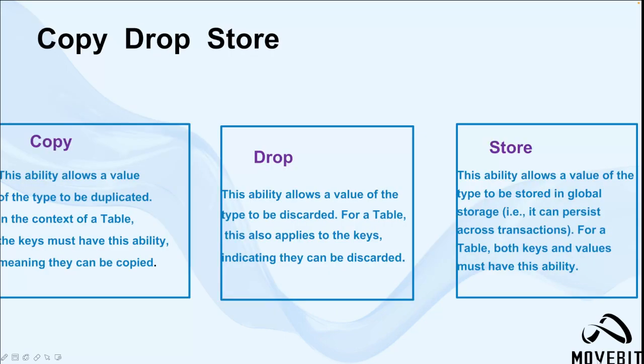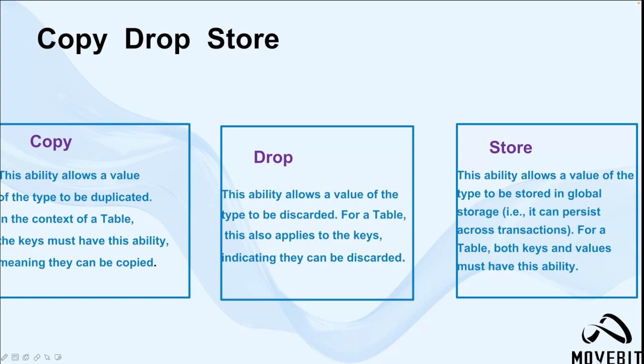So in the Move programming language, types can be associated with certain abilities that dictate how they can be used. These abilities include copy, drop, and store. Let's break down these abilities in the context of the table. For copy, this ability allows a value of the type to be duplicated. In the context of a table, the keys must have this ability, meaning they can be copied. And drop will allow a value of the type to be discarded. For a table, this also applies to the keys, indicating they can be discarded.